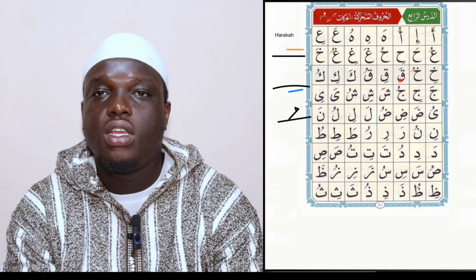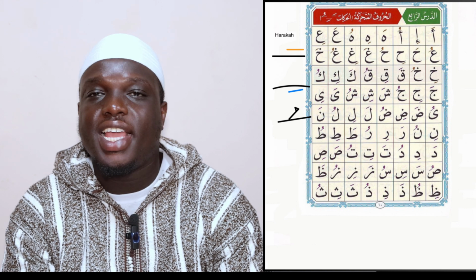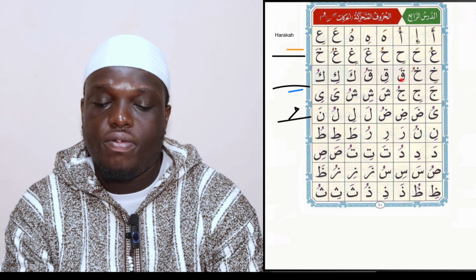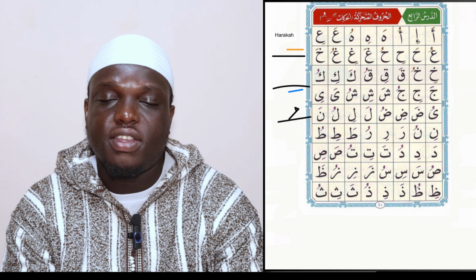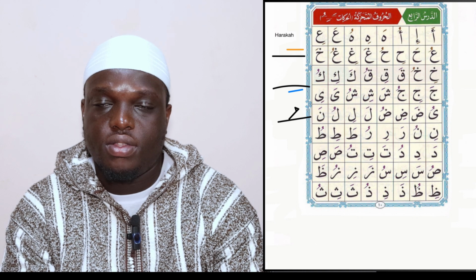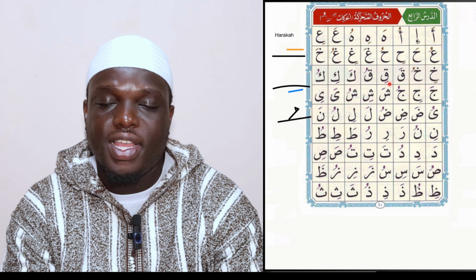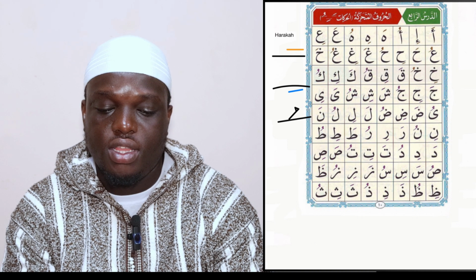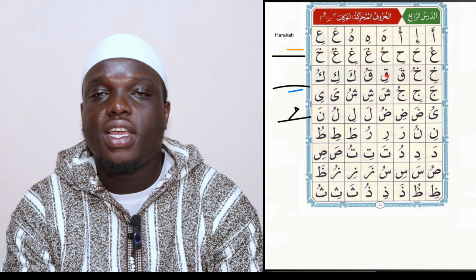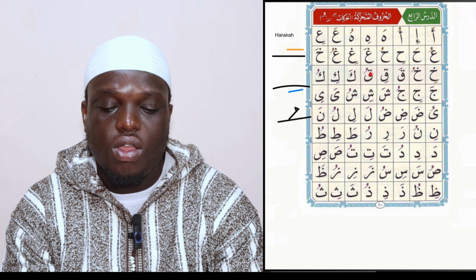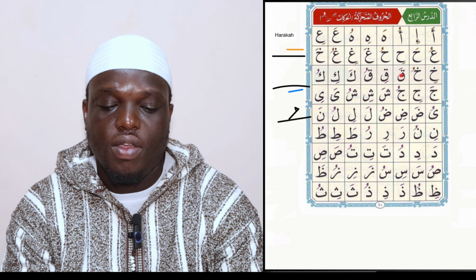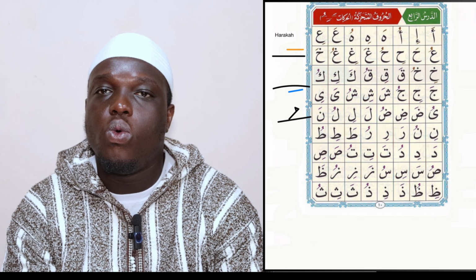Next letter, we have what? Qaf. Not kaf, qaf. Heavy. What's on top of it is a fatha. So qaf, fatha, qa. Qaf, kasra, with the i sound, qi. Qaf, dhamma is what? Qu. So we have qa, qi, qu.